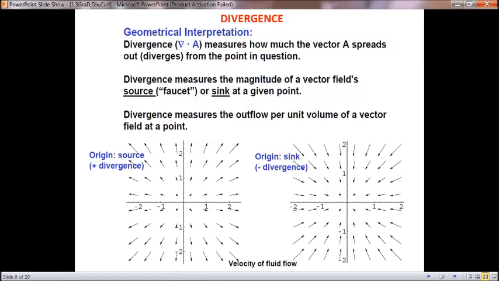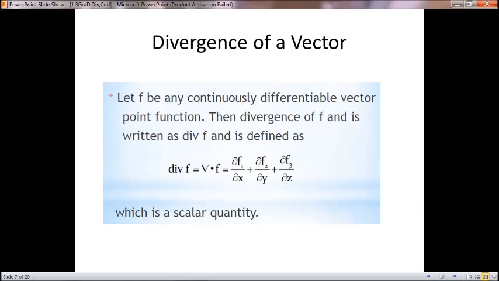So here we have to measure the magnitude over all three directions using divergence. Divergence is del dot a. We already know del is dou by dou x into i vector plus dou by dou y into j vector plus dou by dou z into k vector.